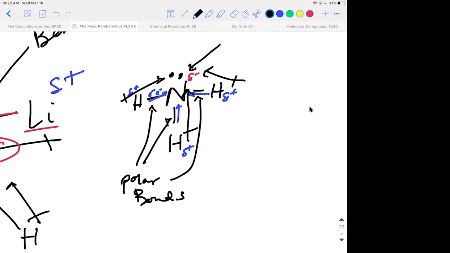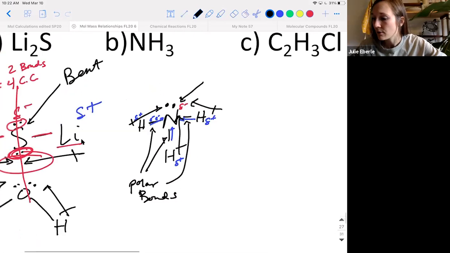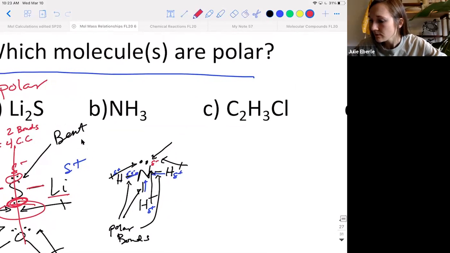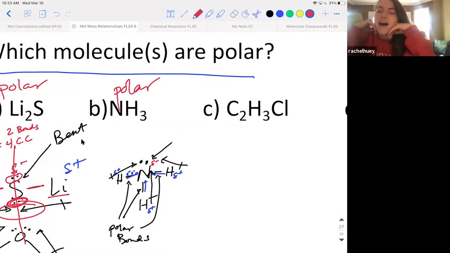Yes, I think so. Okay, so that's a polar molecule, correct? Yes, yeah. So this one is polar. I was wondering the same thing Kylie said in the chat. Does the one that gets the negative have the highest electronegativity always?